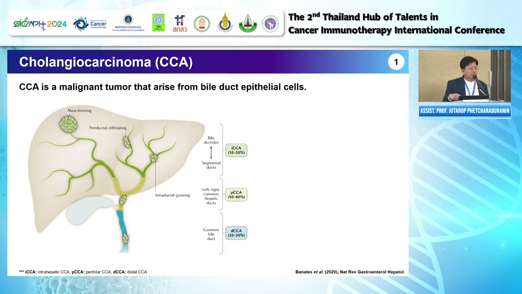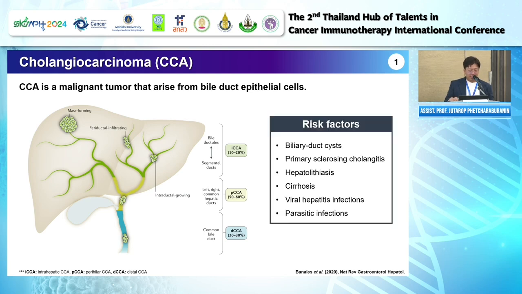So the disease model that I've used for my talk today is cholangiocarcinoma. Many thanks to Ajahn Usara for introducing cholangiocarcinoma in the previous session. Cholangiocarcinoma is a malignant tumor that arises from the duct epithelial cells, and it can be divided into three major types: intrahepatic CCA, perihilar CCA, and distal CCA.